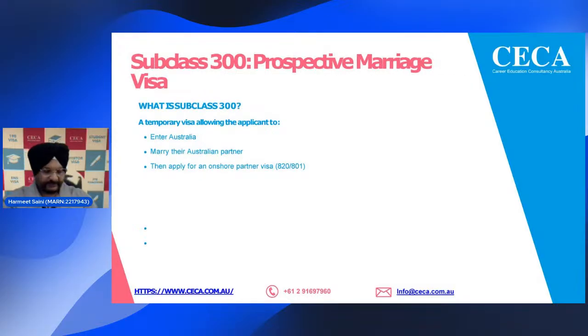So let's begin with the visa subclasses. First of all, 300, the prospective marriage visa. With this visa, you can enter Australia to marry your partner, who could be an Australian citizen, PR holder, or eligible New Zealand citizen. The condition on this visa is that you have to marry that sponsor within the time frame the visa is granted, which is usually 9 months. After marriage, you have to apply for the partner visa 820, 801 to permanently stay in Australia.